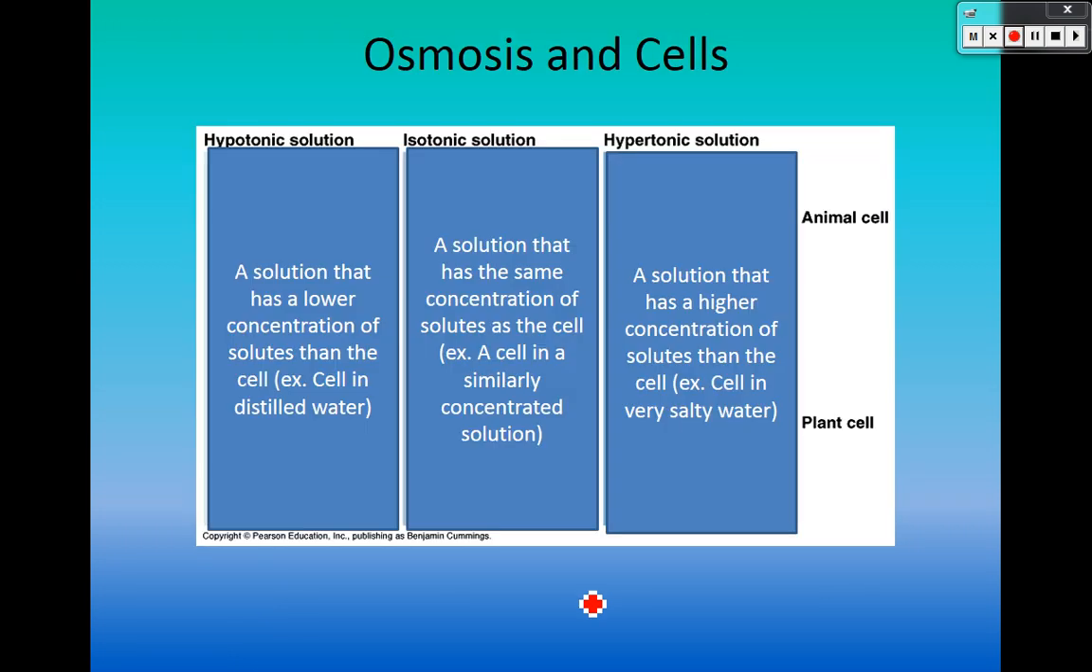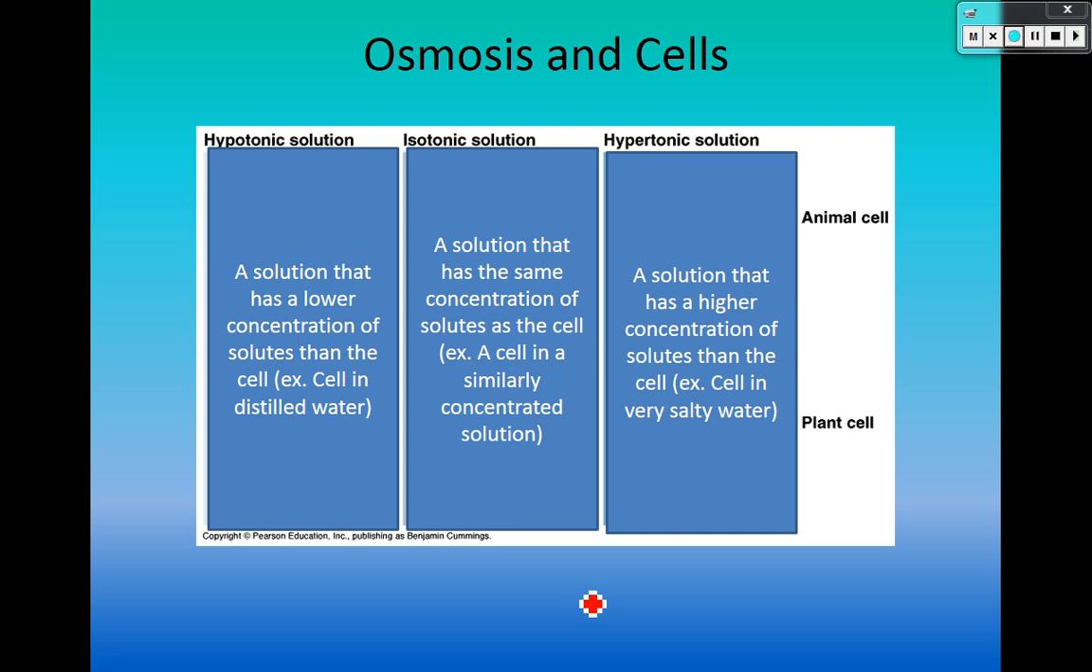So I want to look a little more detailed at osmosis and cells. Okay, we have three types of solution: a hypotonic solution, an isotonic solution, and a hypertonic solution. And I'm going to give you some examples of what happens with both animal cells and plant cells. So a hypotonic solution, hypo means less than, means that the solution has a lower or less than concentration of solutes than the cell. So cells have all sorts of dissolved stuff in them.